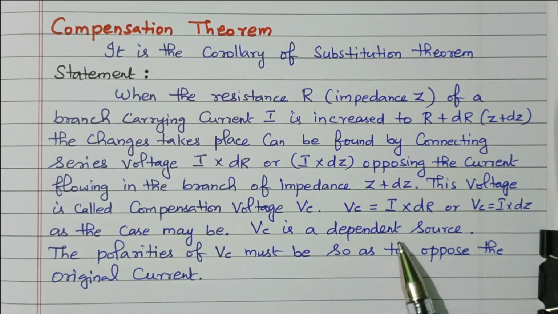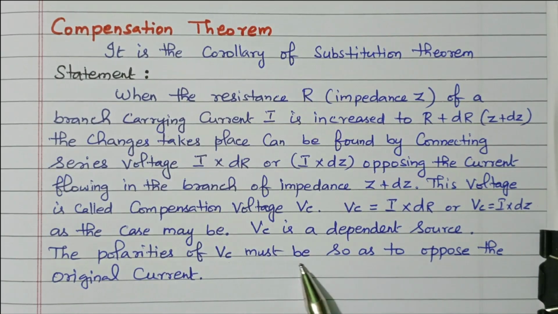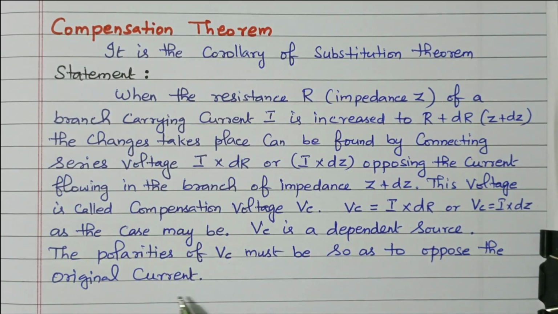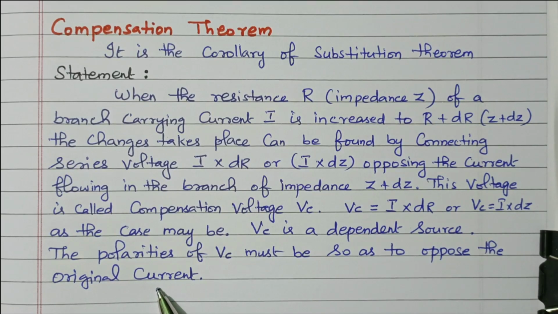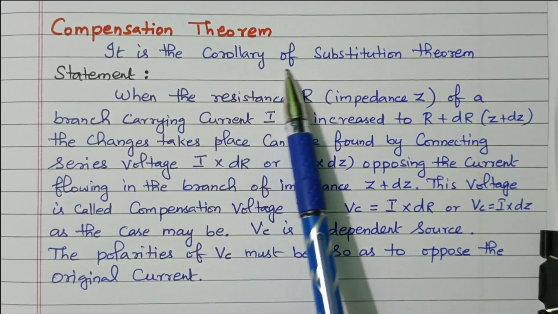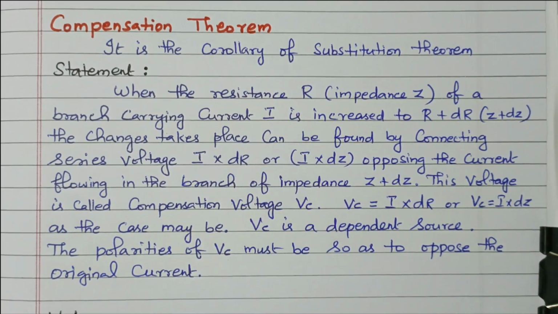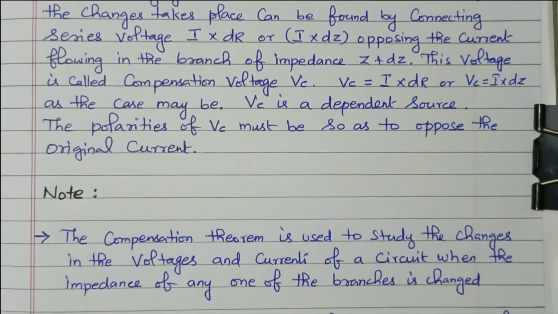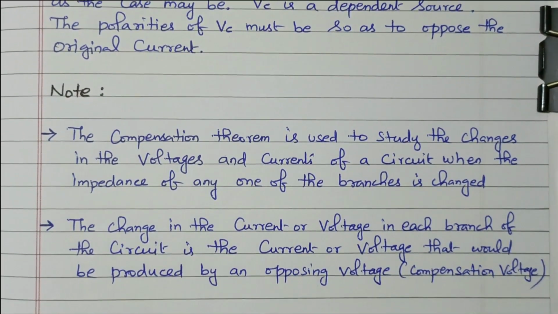Vc is a dependent source. The polarity of Vc must be to oppose the original current. The polarity must be opposing. You have to connect it in reverse order, right? So this is the corollary of the substitution theorem. We will see the further important points.